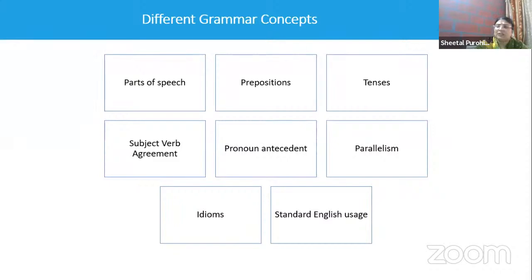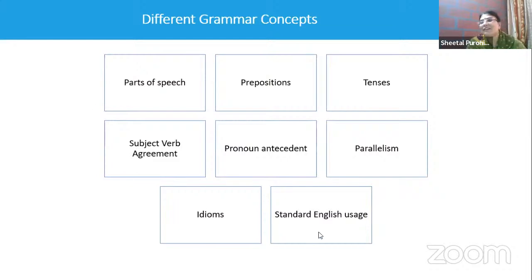Then idioms. Now idioms all depend upon your standard English. This is how it comes, right? The more you have read in English, the more comfortable you will get with the idioms part. So for idioms, you have a proper dictionary of idiomatic phrases, but the general idioms which are coming in your exams, we will discuss later on in the further classes, right?